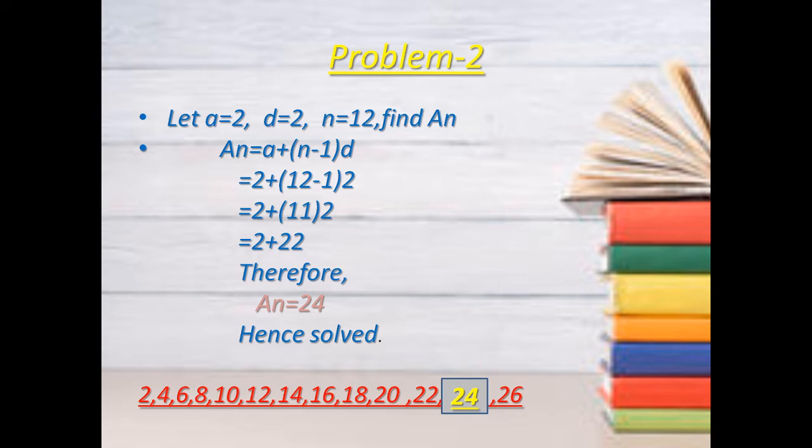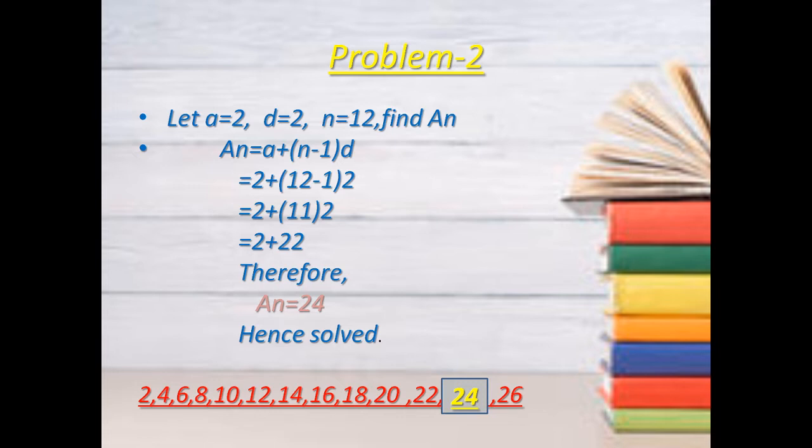The nth term is a plus n minus 1 into d, that is the formula. In the question itself, they have given a is equal to 2, n is 12. So 2 plus 12 minus 1 into d, which is 2. 12 minus 1 is 11, 11 into 2 is 22, and 2 plus 22 is 24. Therefore, the nth term of the arithmetic progression is 24 for the given sequence.